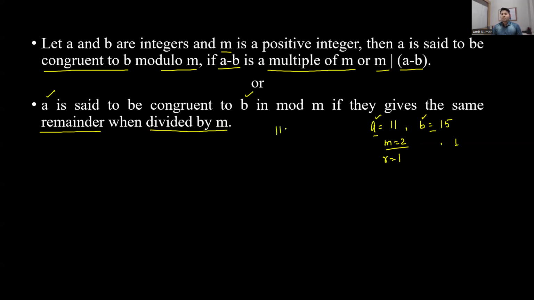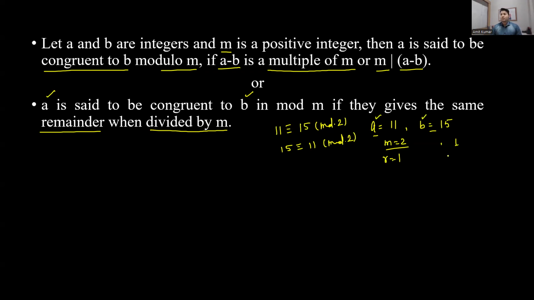And this is how we write it: a is congruent to b in mod 2. It does not matter whether I write a or b first, because the same can also be written as 15 is congruent to 11 in mod 2. Okay, so this is how we can understand what exactly we mean by a congruence relation.